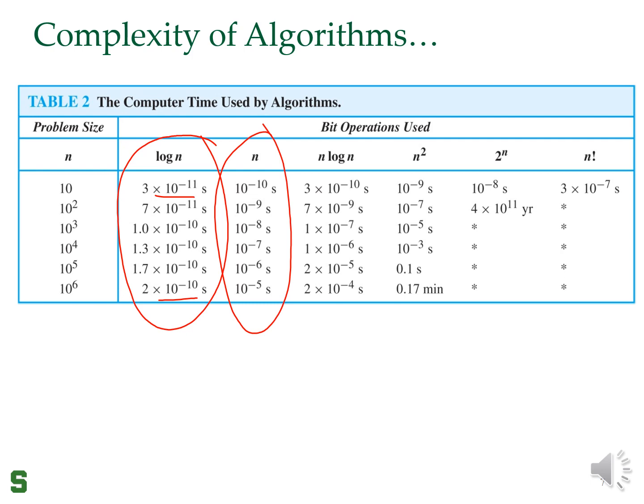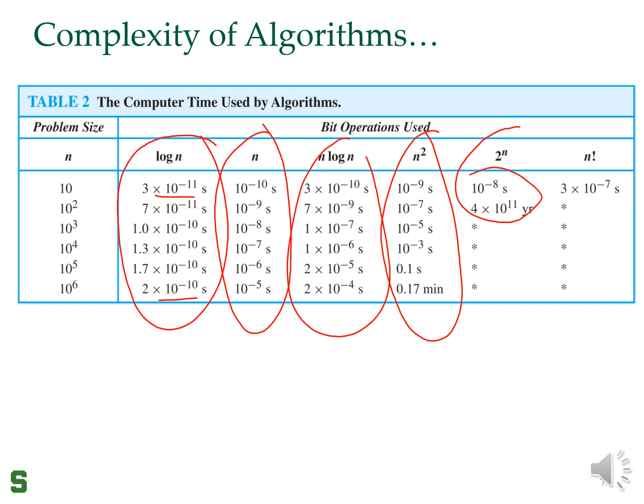Here, there is a substantial change from 10 to the power minus 10 to 10 to the power minus 5. Here, the change is somewhat similar. With n square, the change is getting even worse, from 10 to the power minus 19 to almost a minute, at least several seconds. With 2 to the power n, we can observe things get really bad really fast. When the problem size is just 10, it was 10 to the power minus 8 seconds, sub microsecond. But for 100, the answer went from below microseconds to several million years. And that's why exponential complexity can be a significant bottleneck for algorithms.